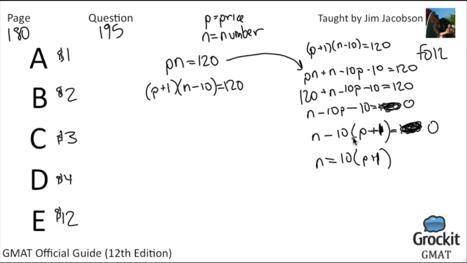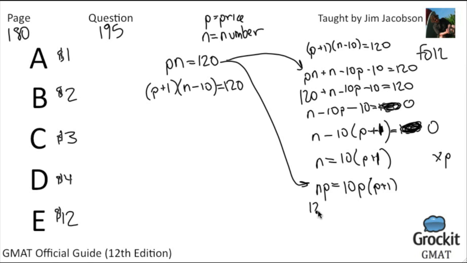And once again, we can use our friend here, P times N equals 120, by multiplying this whole expression times P. If we multiply the whole thing times P, we end up with NP again out here equals 10 times P times (P plus 1). So then we get 120, because PN or NP equals 120, equals 10P squared plus 10P. We can divide all of this by 10, so then we get P squared plus P equals 12, and then it starts to look like a regular quadratic equation. We get P squared plus P minus 12 equals 0.